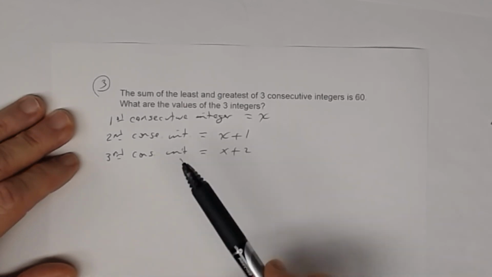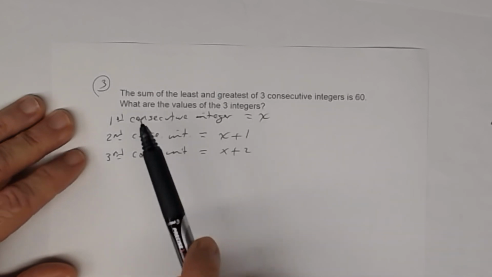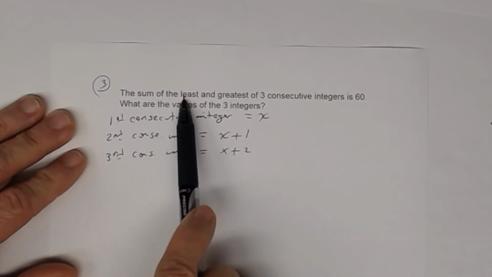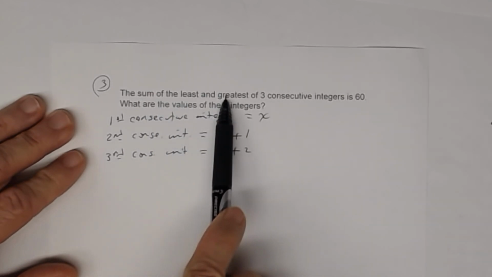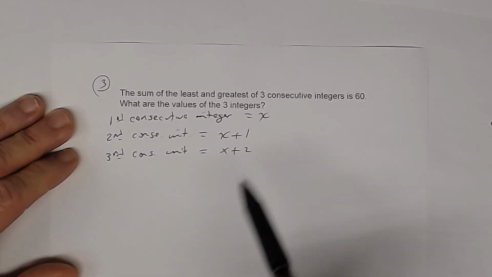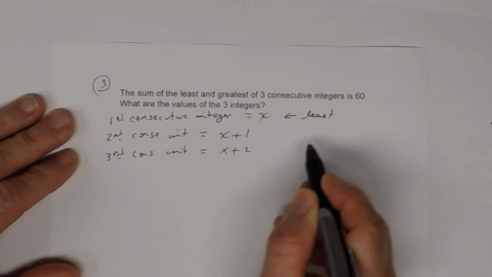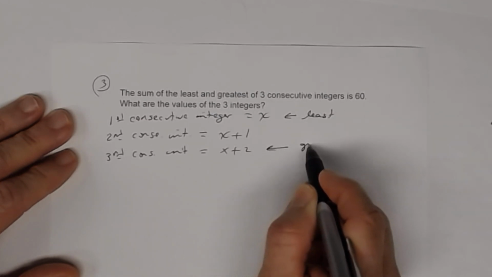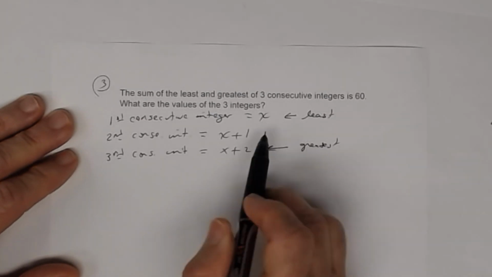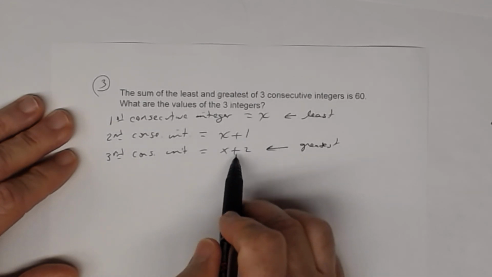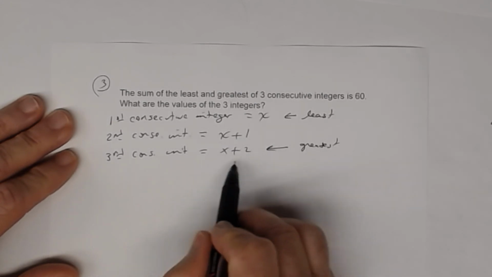Okay? Now, here's what you're told. So you have to set up an equation. The sum of the least and the greatest. So if you look at all these, then we're going to let this right here be the least, and this will be the greatest, right? So, for example, if this is 7, this is 8, this is 9, then 7 is the least, and 9 is the greatest.